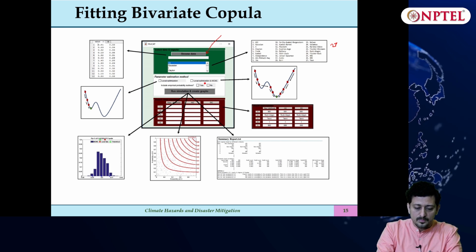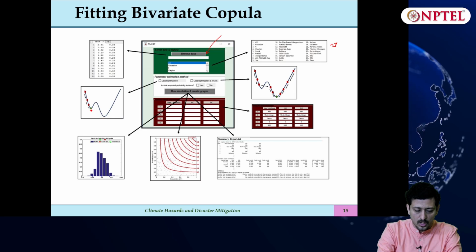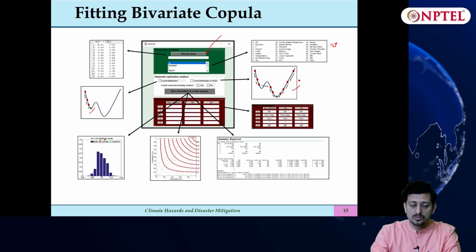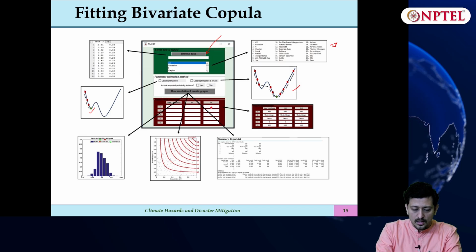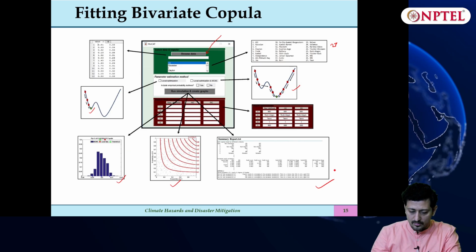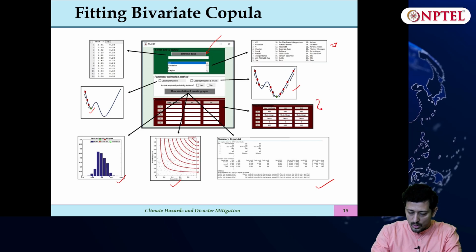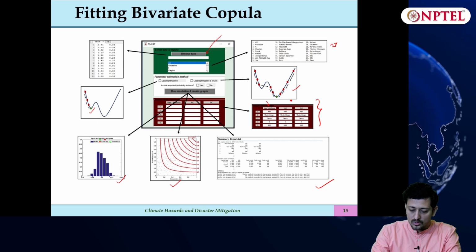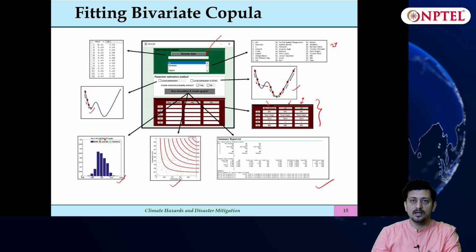Then you can select which parameter estimation method to use: it should be a local optimization, or a local optimization plus Monte Carlo simulations. Then you run the simulation, and these types of graphs will be created and a summary will be generated. It will also give you the best fit distribution based on three criteria: maximum likelihood, AIC as well as BIC criteria.